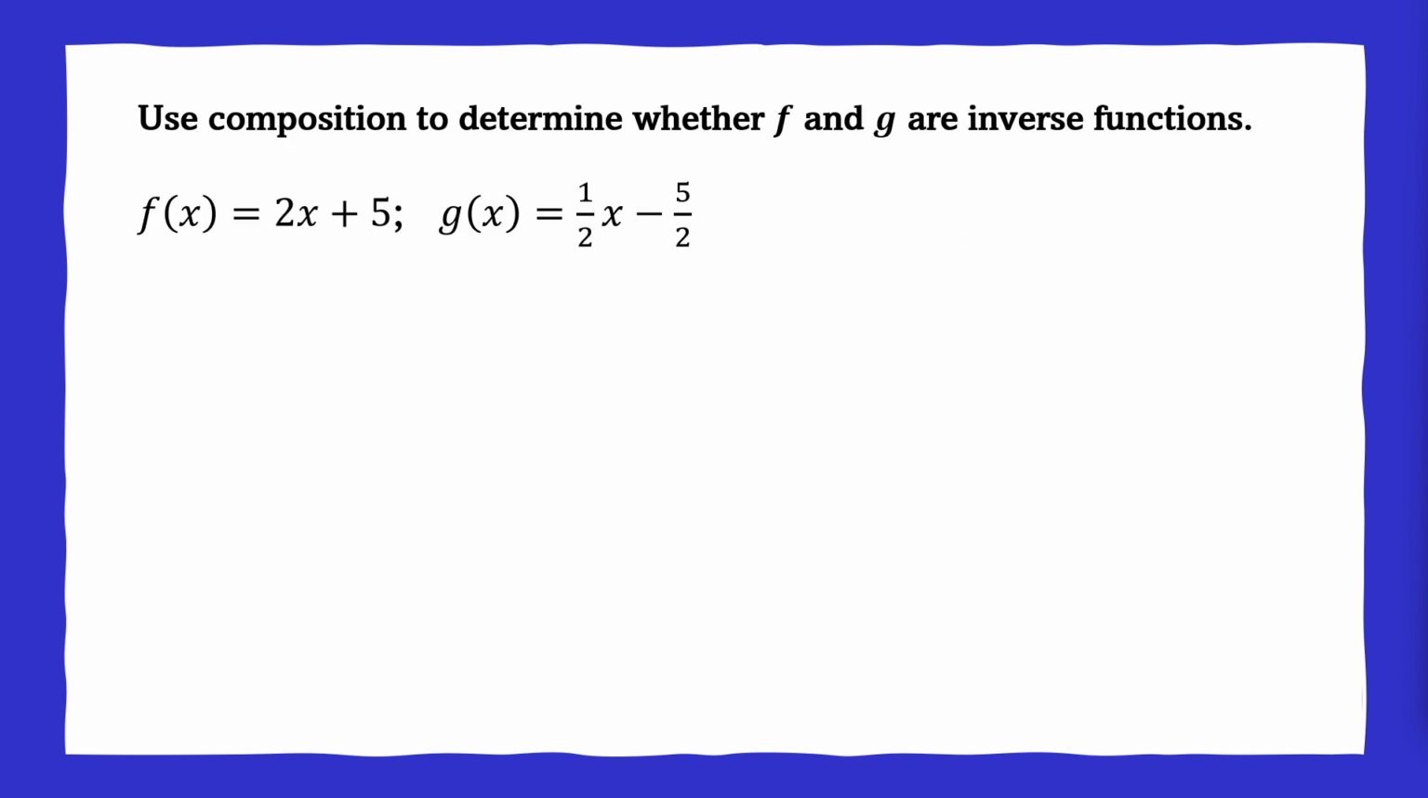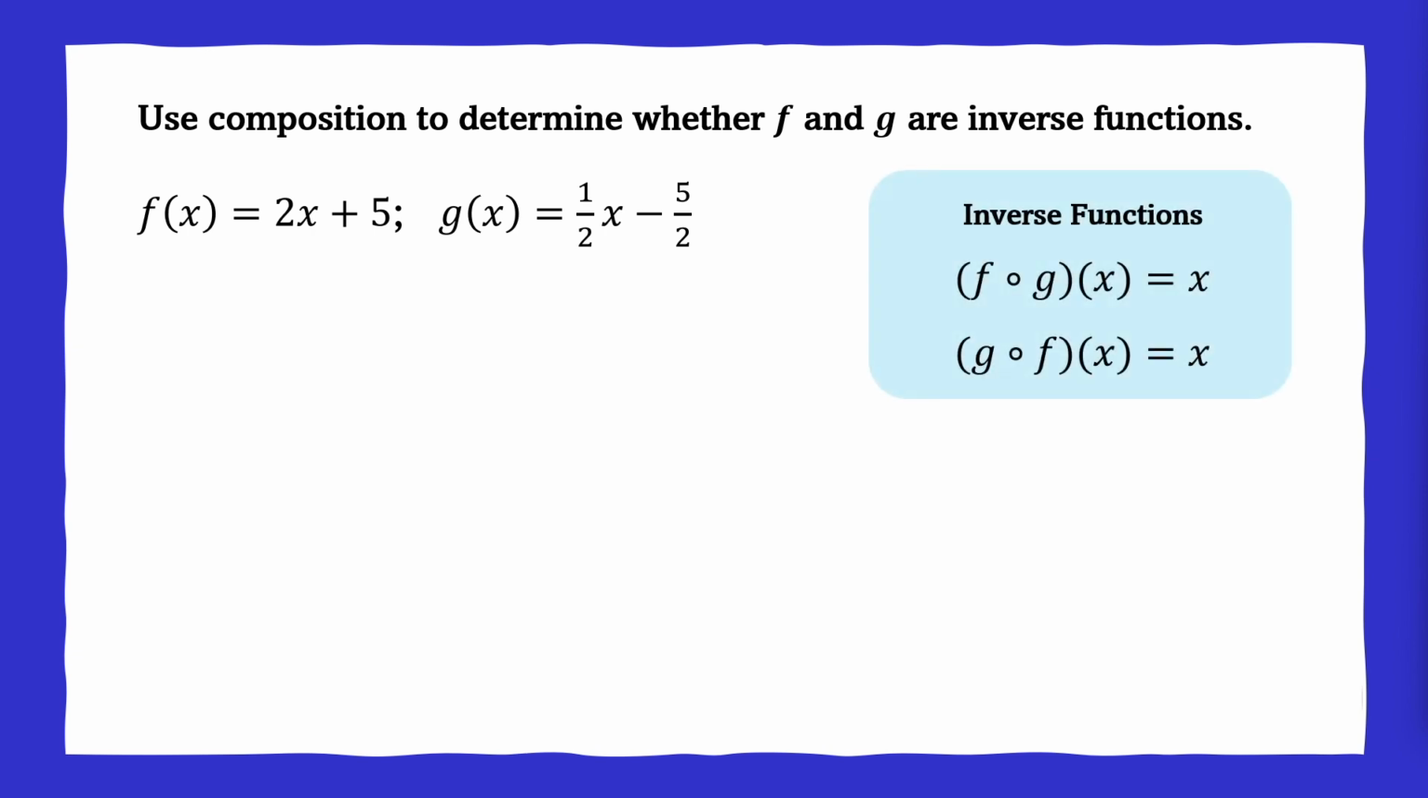Use composition to determine whether f and g are inverse functions. Inverse functions undo each other, which means when we take the f of g or g of f, you get the input value x as the output. You must check both compositions because one direction might work while the other fails. Let's check f of g first.